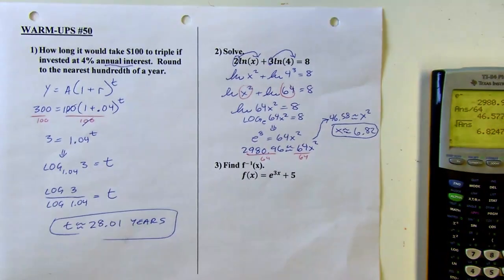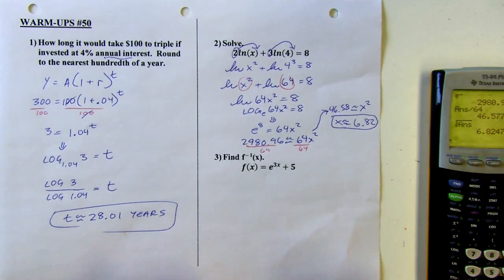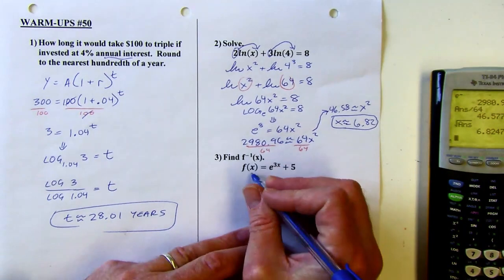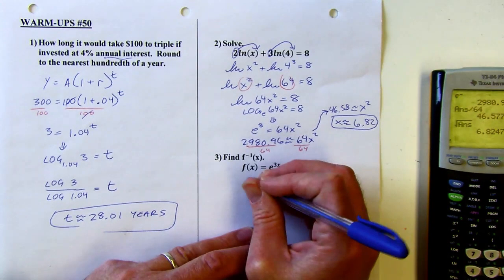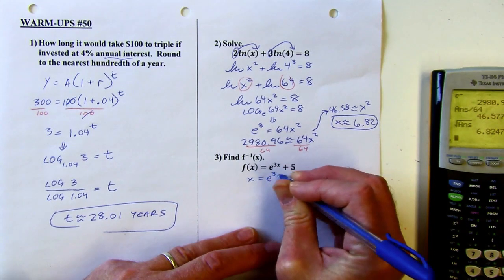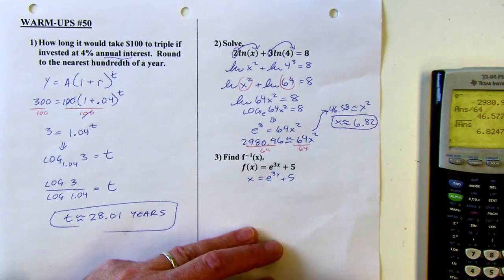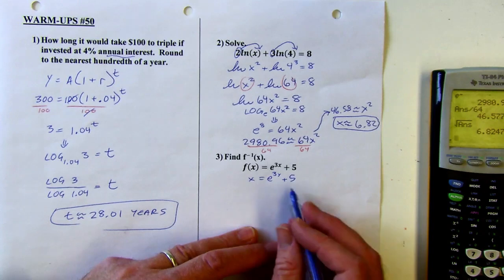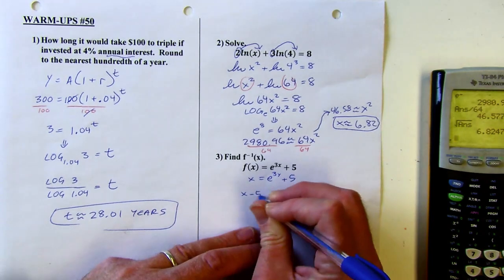Okay. All right, last one. We're going to switch the x and the y to find the inverse here. We're finding the inverse of this. So that's kind of my y, right? Switching that to x. And now I'm going to solve for y. So I'm going to subtract 5 from both sides first.